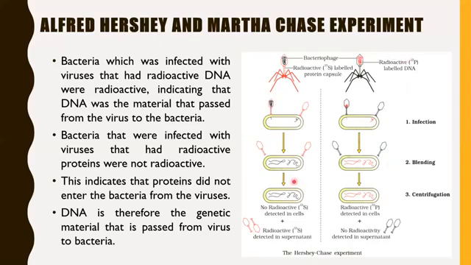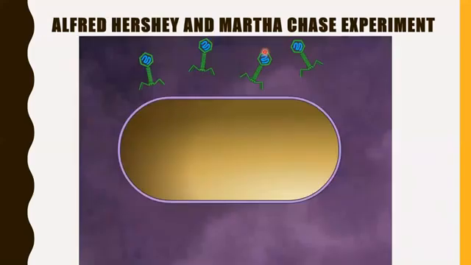So by this experiment, they concluded that the radio-labeled property can be inherited from virus to bacteria only if it is found in the DNA, and it will not be inherited from virus to bacteria if that property is found in the protein coat. So by this they concluded that DNA is the genetic material.